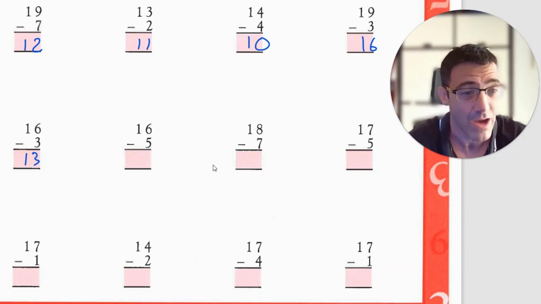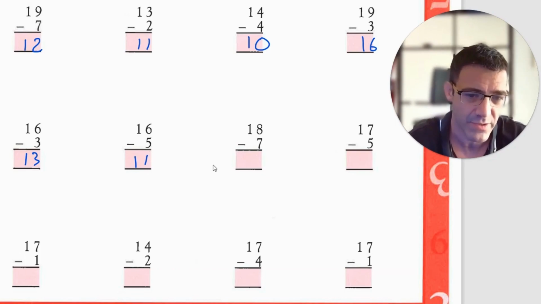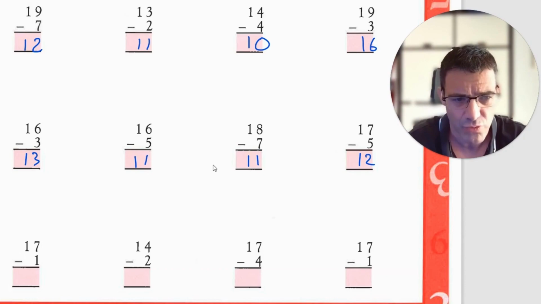16 minus 5, how far away is 5 from 6? It's only 1 away, so that's pretty easy. And then 1 minus 0 is 1. 18 minus 7, how far is 7 from 8? Oh, it's only 1 away. So again, I do 1, and then 1 minus 0 is 1. 17 minus 5, how far is 5 away from 7? Well, it's only 2 away. So I can do 2 here, and then I've got a 1 left. And then I'm on to my last questions.